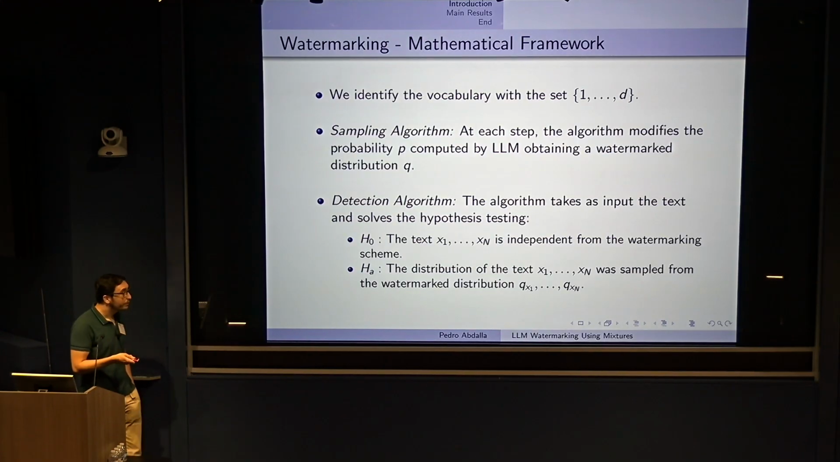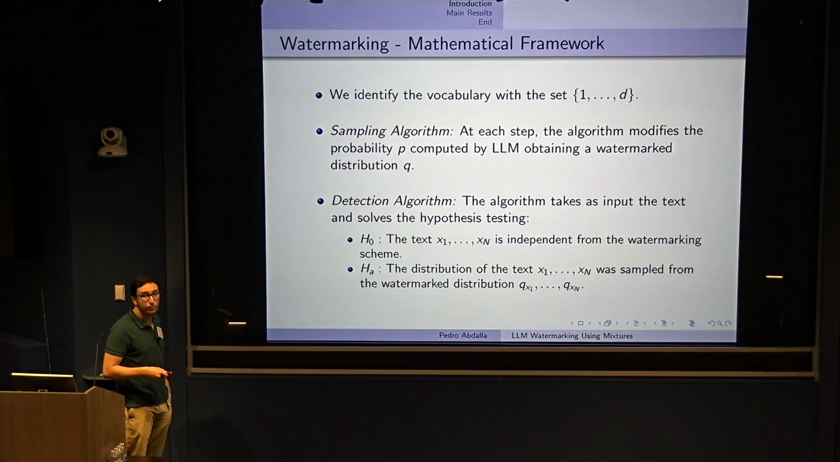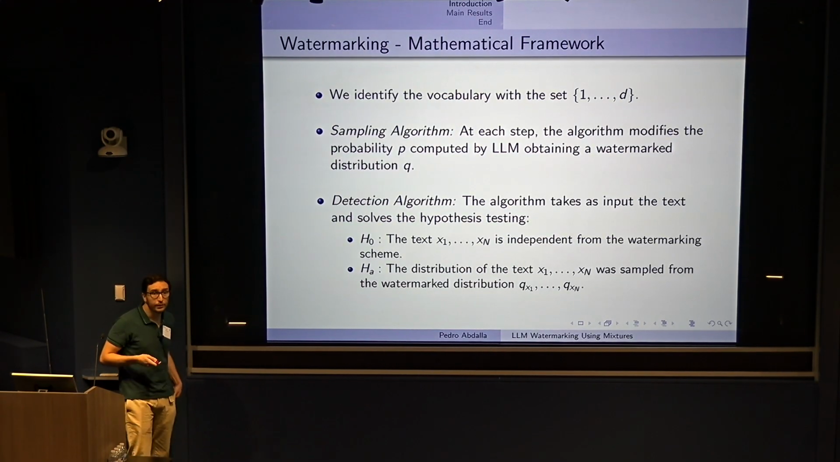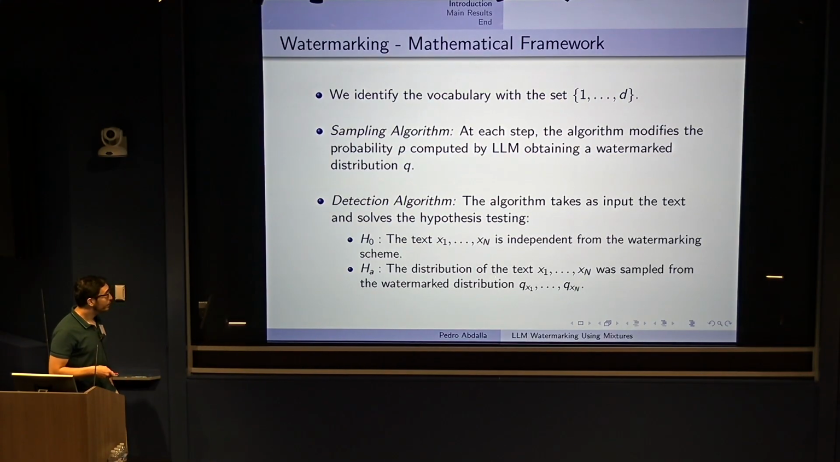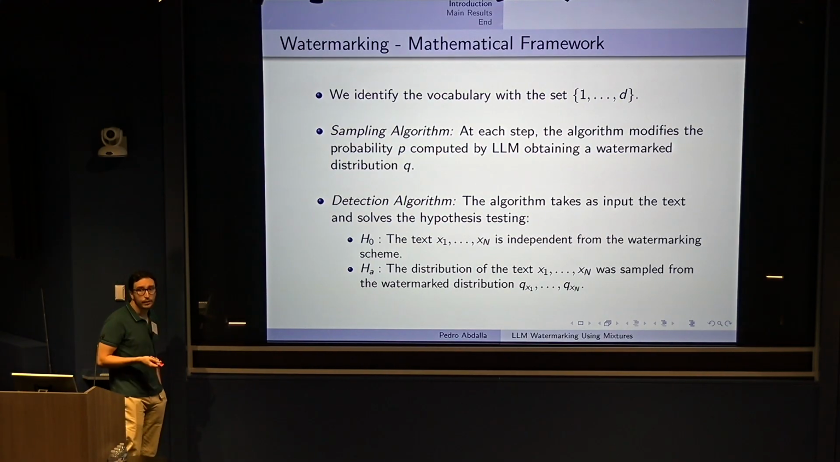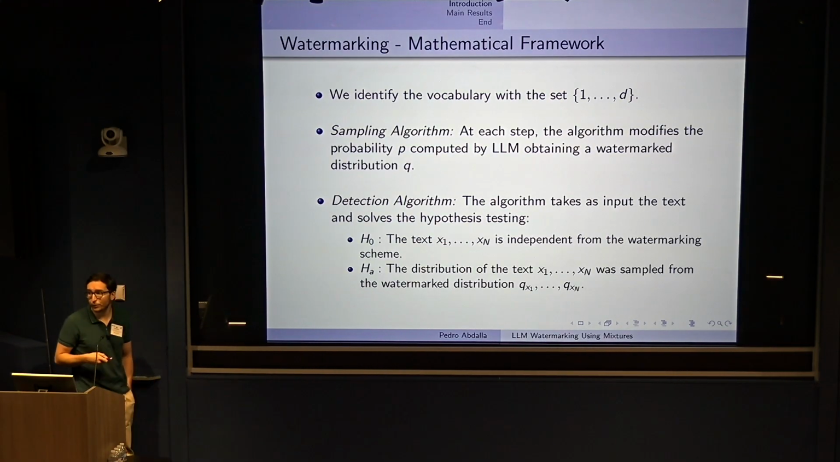So if the text was independent from the watermarking, that's what we call human-generated. And the alternate hypothesis is that, well, the text comes from my watermarking distribution.